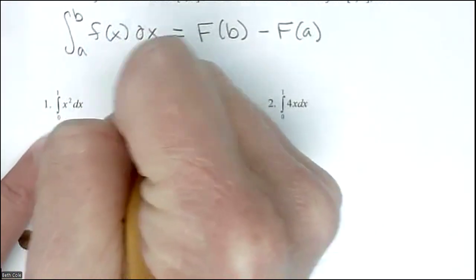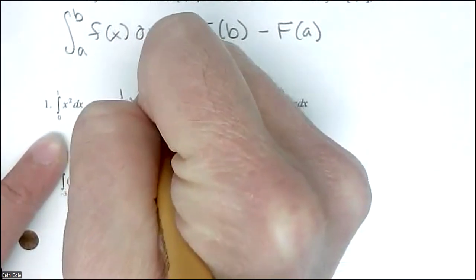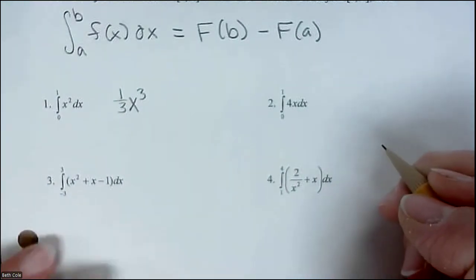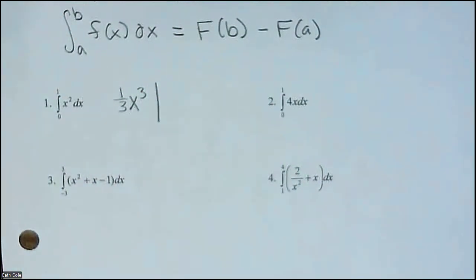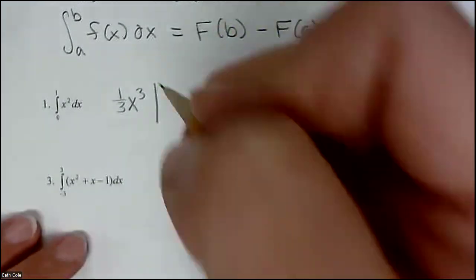Good, you weren't even here. See, that's the lesson you missed. 1/3 x cubed. Now here's how we write it. You put a bar. The bar means such that. That's how you read it. It is a such that bar.